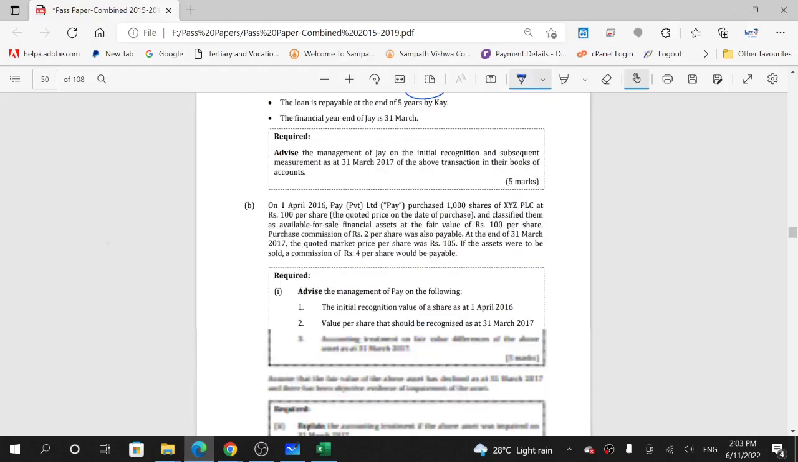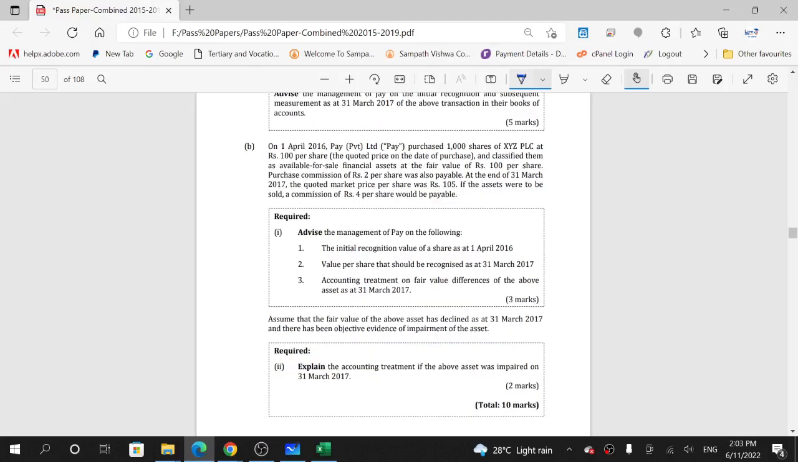Part 2. On 1st April 2016, Pay Limited purchased 1,000 shares of XYZ PLC at rupees 100 per share. The quoted price on the date of purchase, that is the quoted price available at the market on the date of purchase, and classified them as fair value through OCI. We'll make it change. It has to be fair value through OCI.